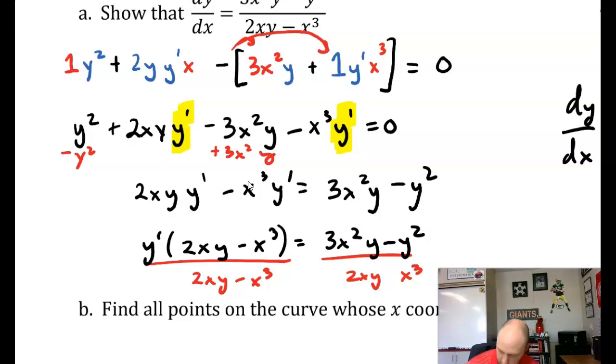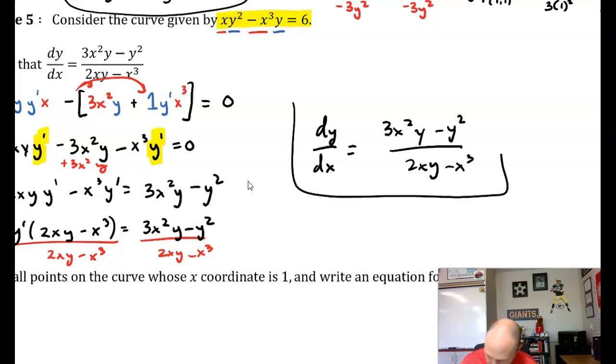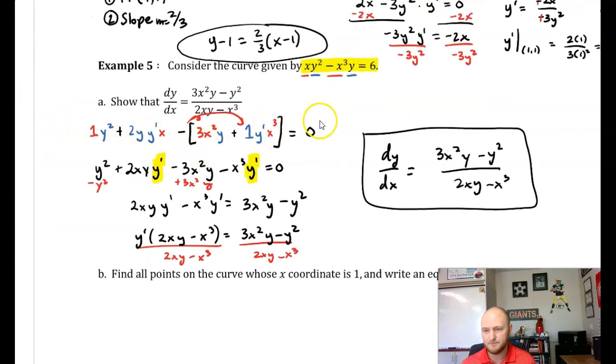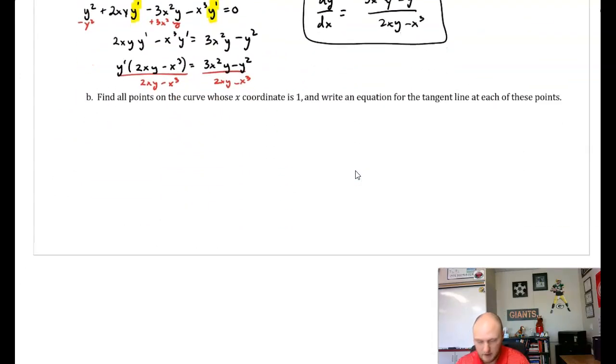Minus x cubed. Ta-da! There, I showed it. So when they say show it, they're giving you the answer, but you need to show all of these steps. Okay, almost there. Here we go.